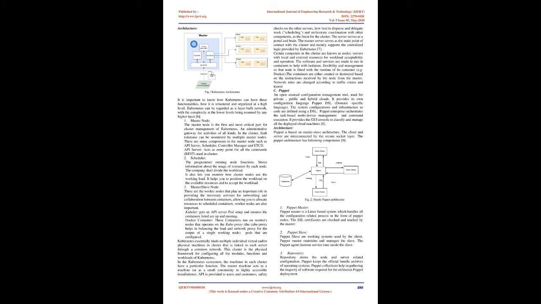It is important to know how Kubernetes can have these functionalities, how it is structured and organized at a high level. Kubernetes can be regarded as a layer-built network, with the complexity at the lower levels being resumed by any higher layer. 1. Master node. The master node is the first and most critical part for cluster management of Kubernetes.